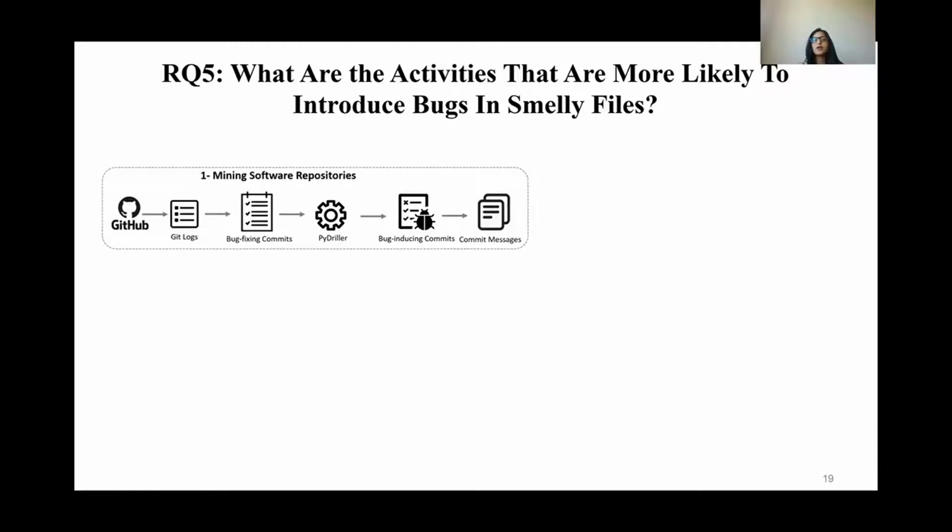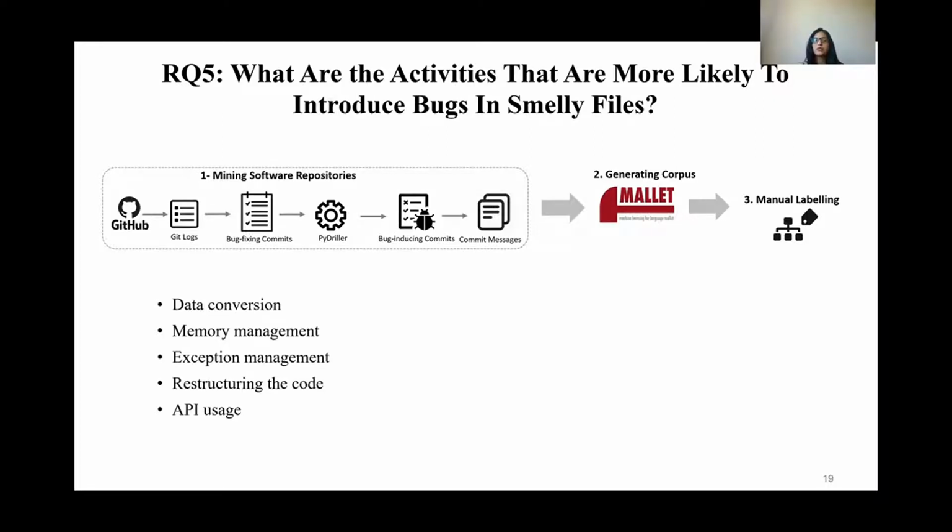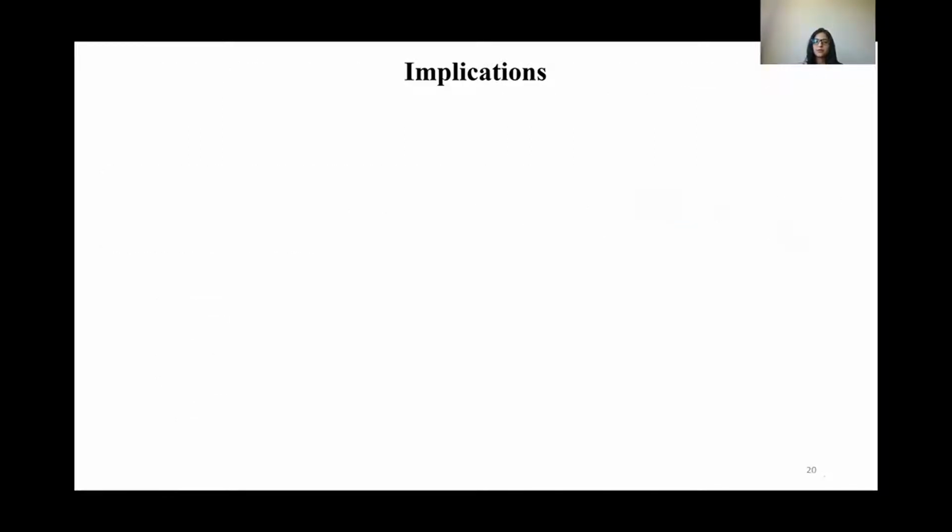Now, regarding the activities that are more likely to introduce bugs when occurring in smelly files, we investigated the commit messages related to the bug-inducing commits. We applied topic modeling, and we did manual labeling and manual verification, and we reported as risky activities those related to data conversion, memory management, exception management, restructuring the code, and API usage. Those were reported among the most risky activities that could lead to bugs once performed in smelly files.